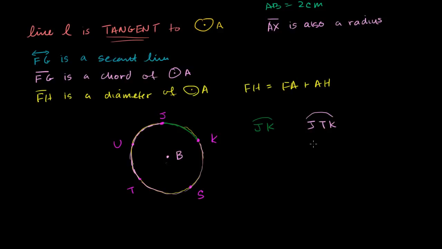And this thing could have been the same thing as if I wrote JUK. These are specifying the same thing, or JSK. So there's multiple ways to specify this major arc right over here. But the one thing I want to make clear is that the minor arc is the shortest distance. So this is the minor arc, and the longer distance around is the major arc.